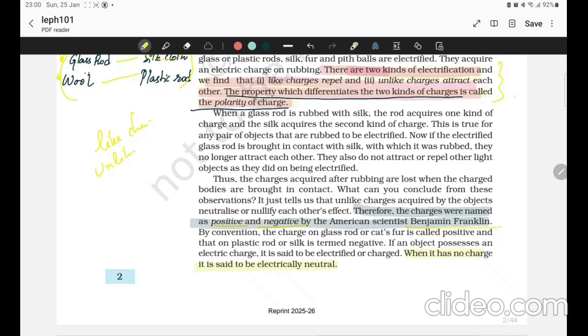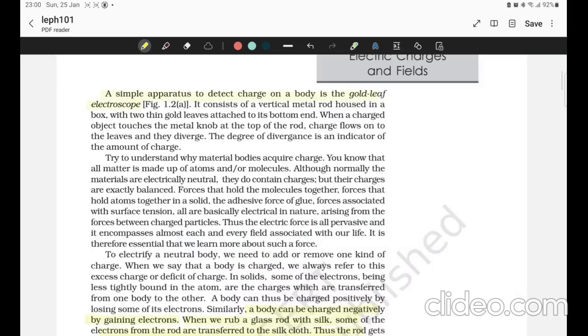Then if there is no charge for a particle, we call it a neutral particle, or electrically neutral particle, because there is no charge. Either the charge will be positive, negative or zero, which means neutral charge. In the next page, they have given something you might have studied in 8th grade.